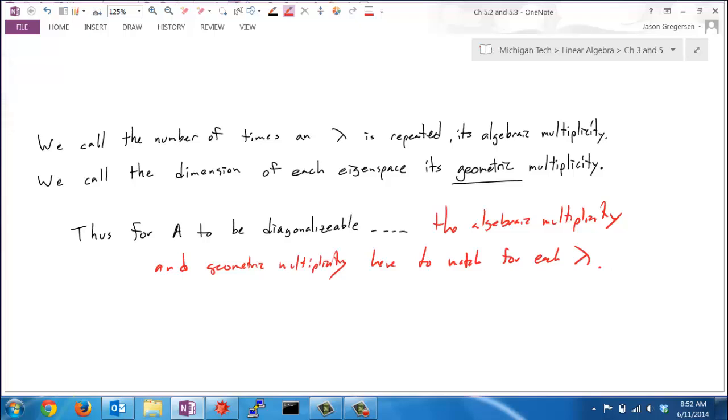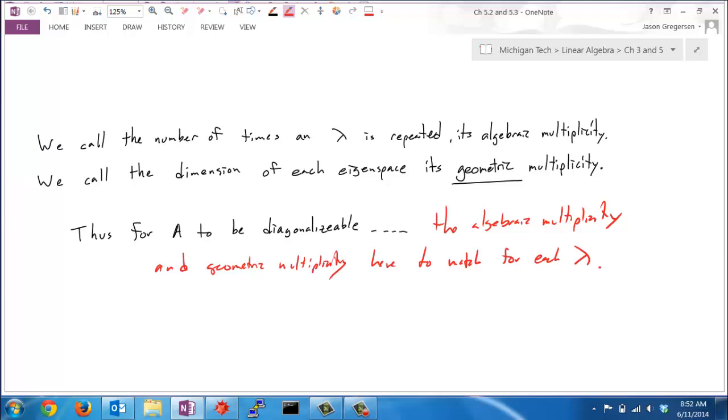What's the last part of it? So the algebraic multiplicity, no, the last line, and the geometric multiplicity have to match, have to match for each lambda. You can see that was match? I can't read that. No.